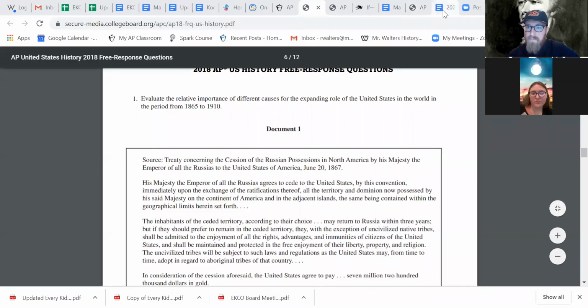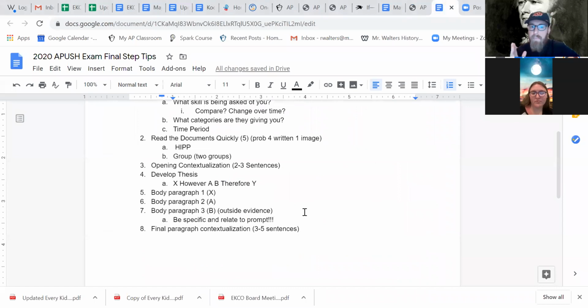So you have that there. Then you jump into your thesis statement. X, however, A, B, therefore Y. So again, X and A, B are going to be our body paragraphs. So those are going to be the causes, right? They're going to be the main cause. They're going to be the next cause and then the following cause. So again, they're having us evaluate them, so we need to rank them, okay? So then we'll just put them there, therefore Y.